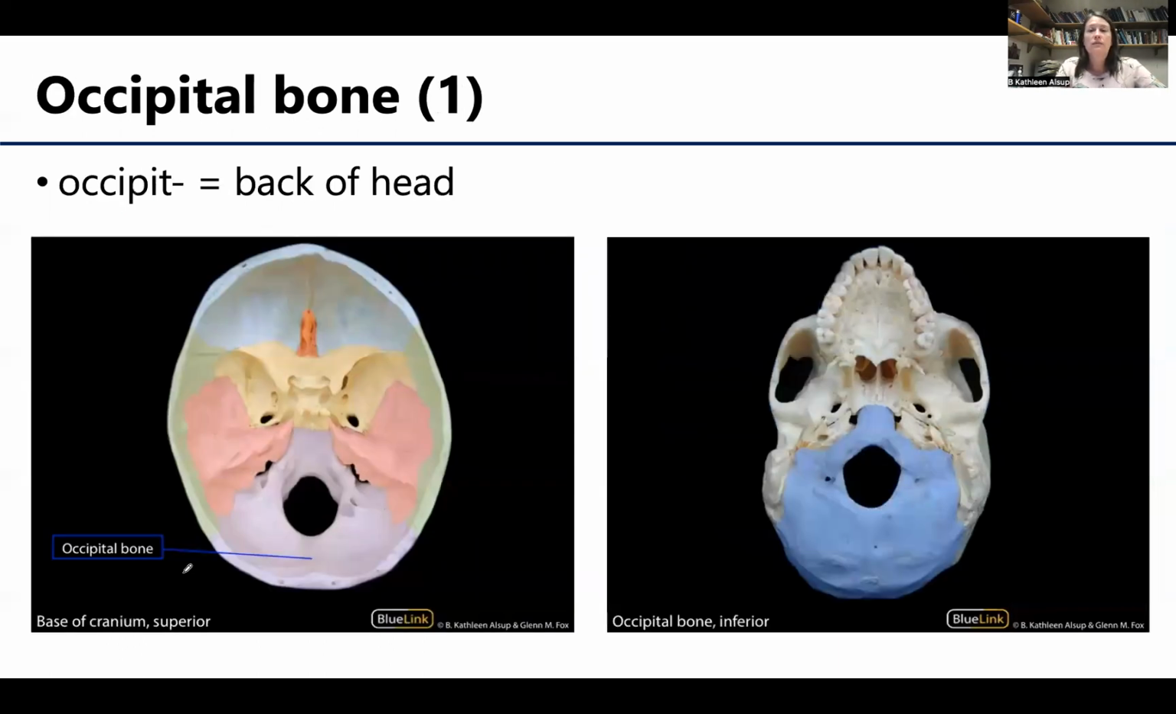The occipital bone, think of the back of the head. So we're looking at that same view here. So if this is the frontal bone, this is the temporal bone. You have a little bit of the parietal bones here.